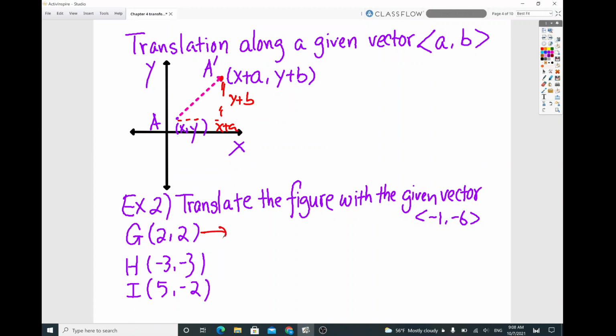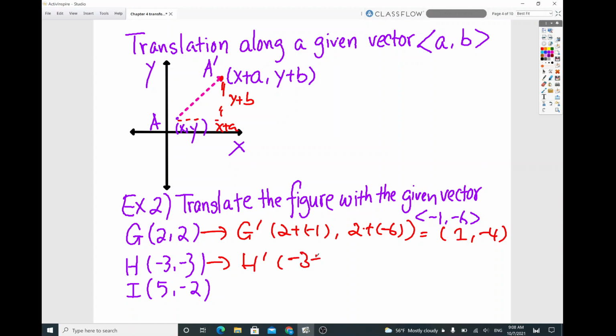So basically you just show the work. G prime, so 2 plus negative 1, comma, and then 2 plus negative 6. Combine them, or basically just subtract. So what we found here, 2 plus negative 1, is 1, comma, negative 4. And then for h, similar, h prime, so negative 3 plus negative 1, and then negative 3 minus 6. So what we found is negative 4, negative 9.